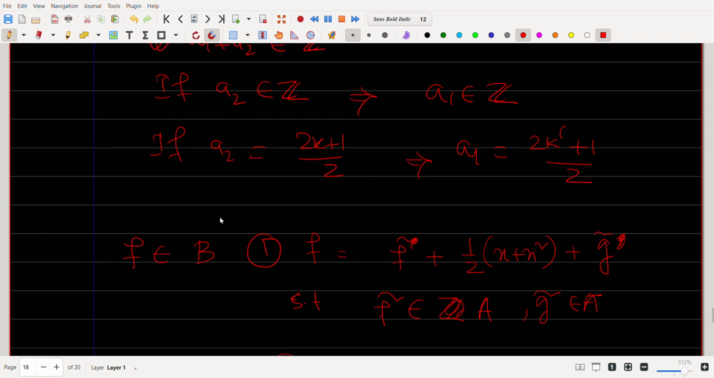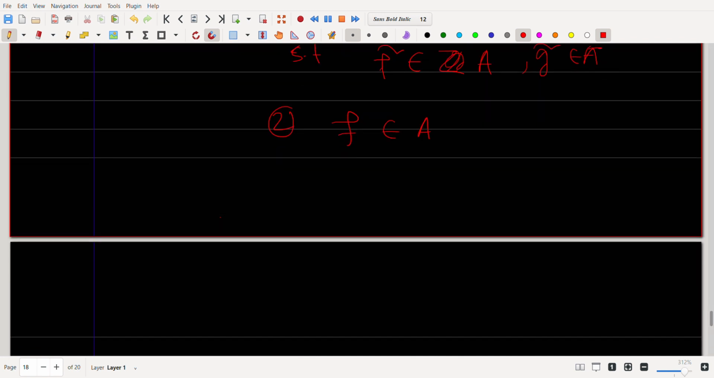Because the coefficients are integers. But if the coefficients are not integers, that means you can write, say, a0 belongs to Z, right? So a0 plus a1x plus a2x square. So let me write it. So a0 plus a1x plus a2x square.